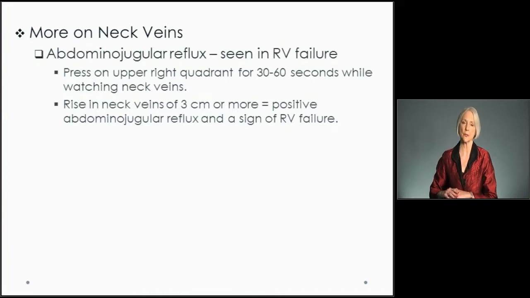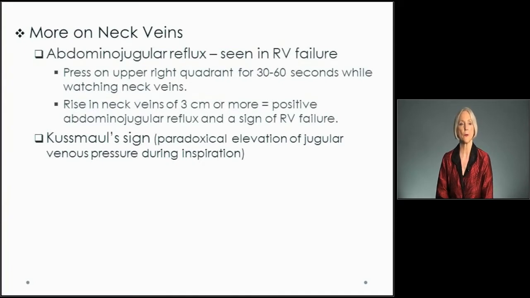What you're actually doing is pushing blood out of an engorged liver, and that blood is hitting the central venous circulation. It's coming up to the right heart. And if the right heart is not able to handle it, during that time you'll see the neck veins starting to elevate as right ventricular pressures increase and the right ventricle can't deal with them. If you see a rise in those neck veins of 3 centimeters or more, that's called a positive abdominal jugular reflux, and it's a sign of right ventricular failure.